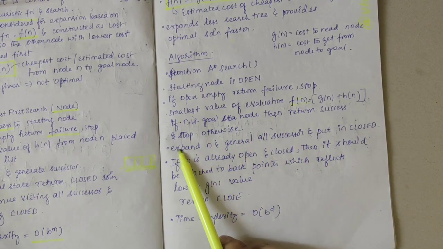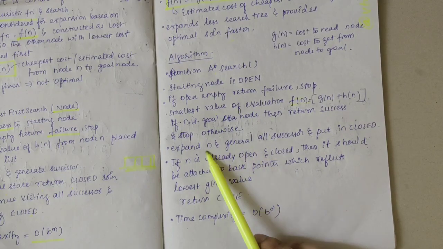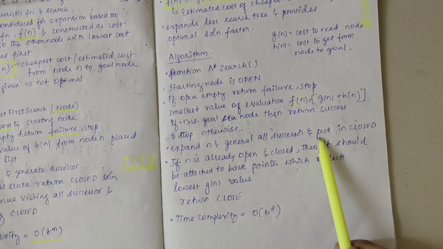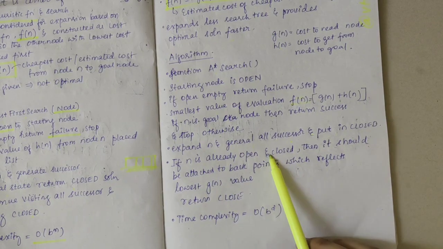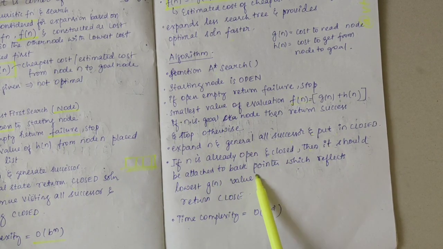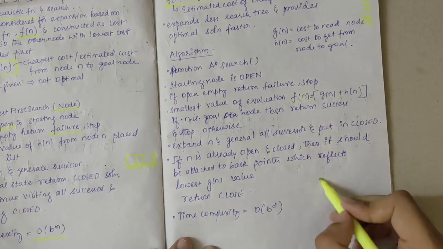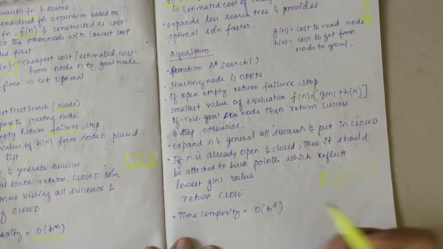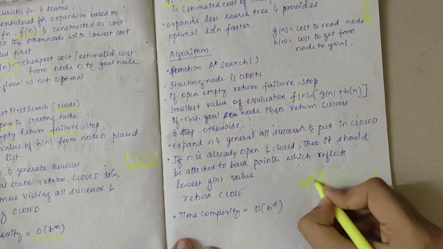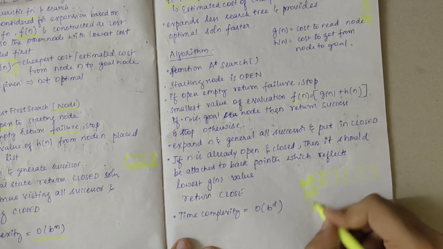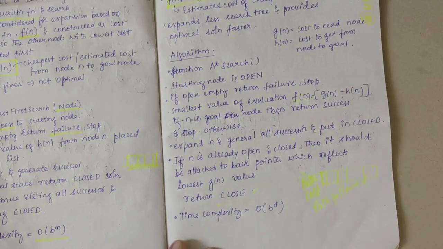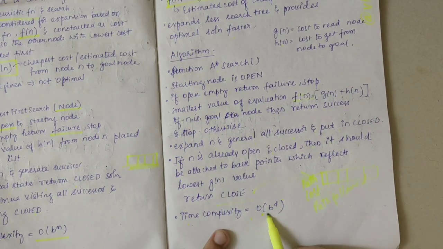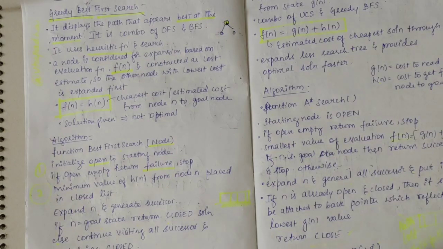Otherwise, you expand n and generate all successor nodes and put them in closed. If n is already in open or closed, then it should be attached to a back pointer which reflects the lowest g of n value. Once the closed list is completed with all the results, with the path cost and the path followed, we generate the return list. The time complexity here is order of b to the power d.